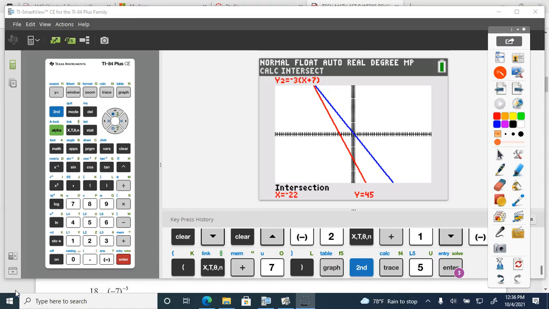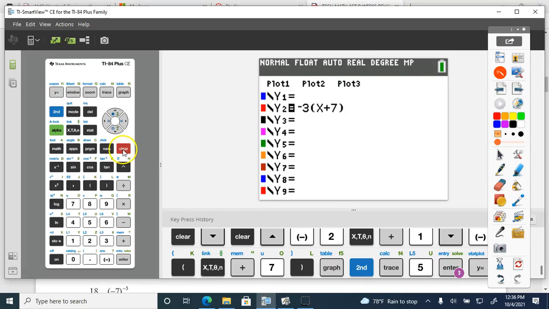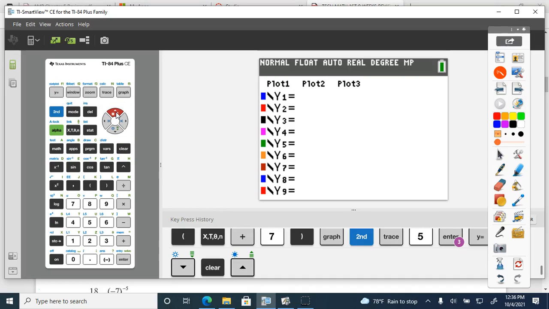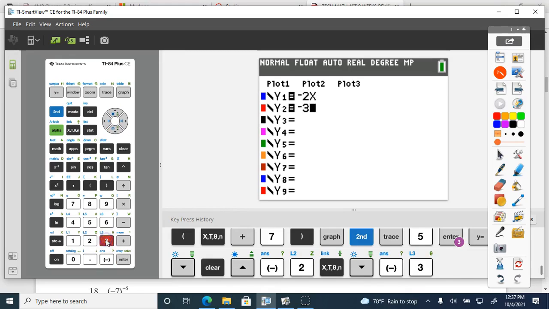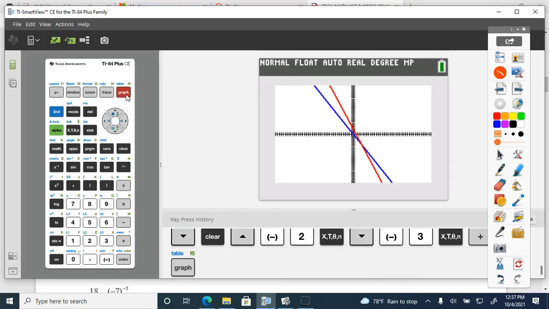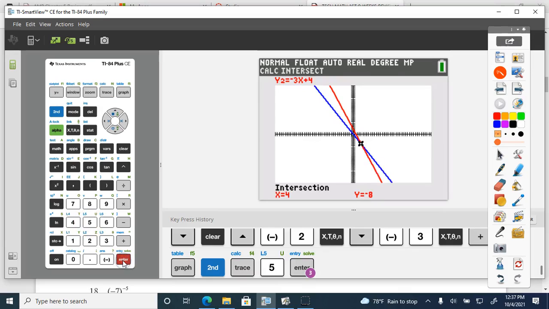All right, so 12, we do the same thing. Number 12, what's the left side of the equals? Negative 2x. What's the right side of the equals? Negative 3x plus 4. Hit graph. Second, trace. Number 5, the intersection. Enter 3 times. What does x have to be? 4. Okay? You are smart. All of y'all are when you want to be. Everybody good?